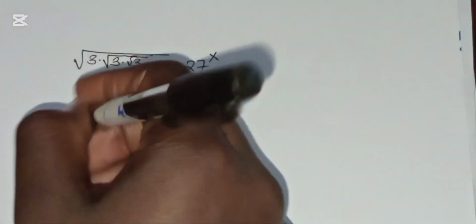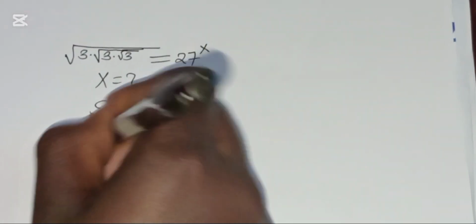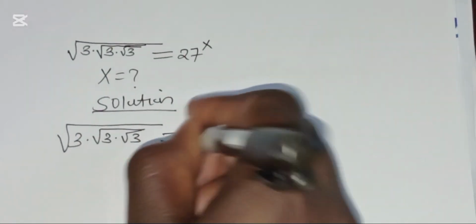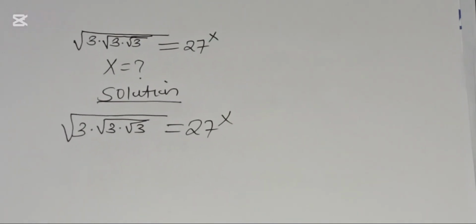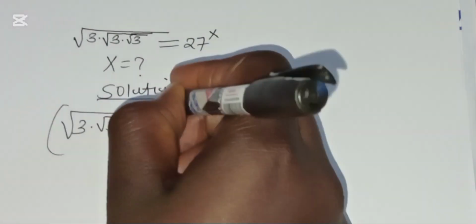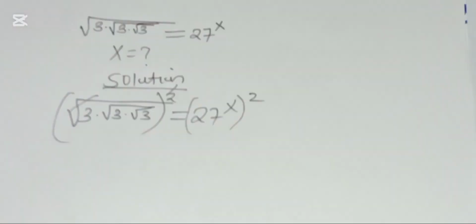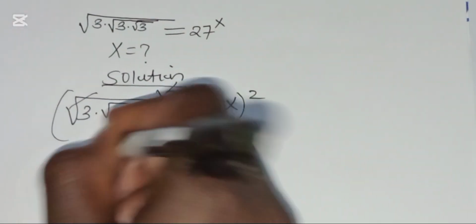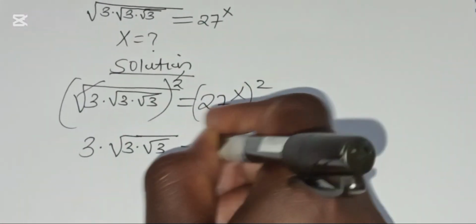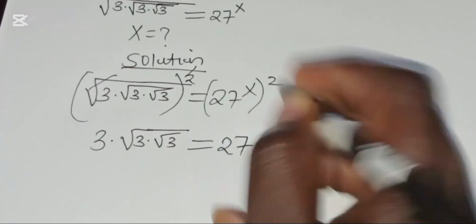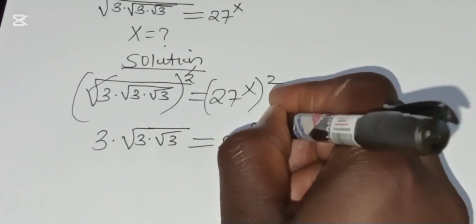We have that the square root of 3 multiplying by square root of 3 multiplying by square root of 3 is equal to 27 raised to power x. Now, the first thing to do here, we square both sides to eliminate the first square root sign, so that you're going to have 3 multiplying by square root of 3 multiplying by square root of 3, and this is equal to 27 raised to power x times 2, which is equal to 2x.